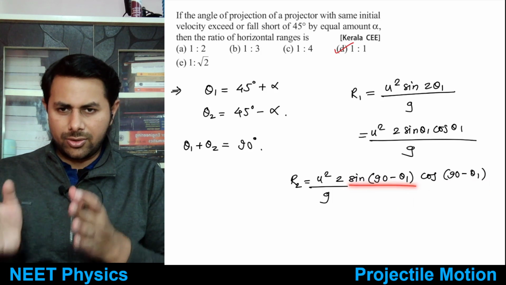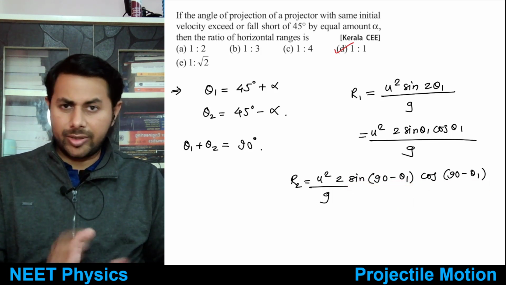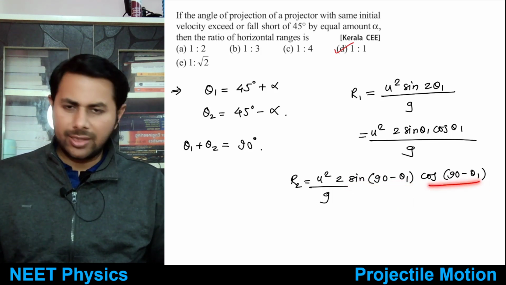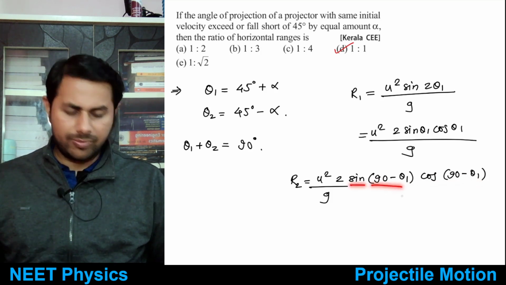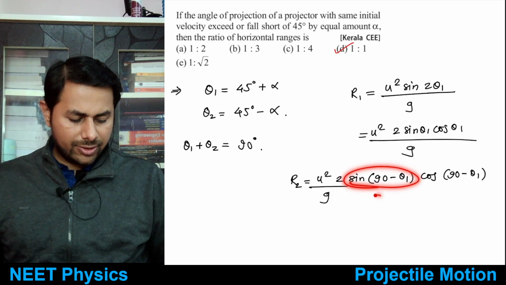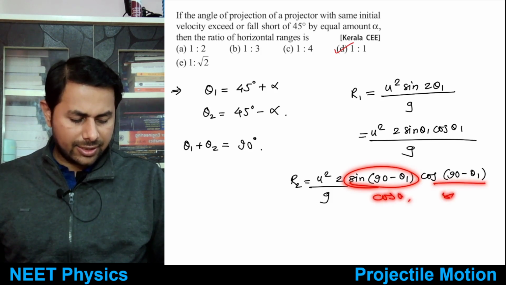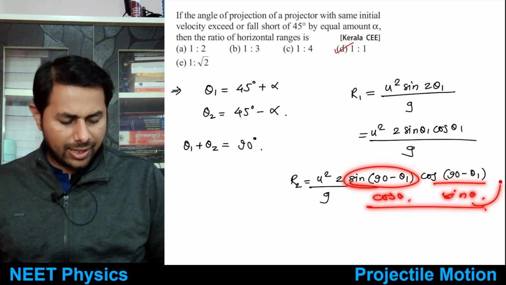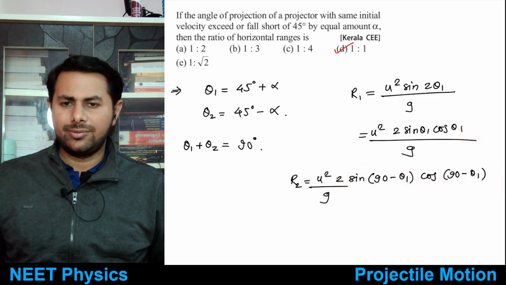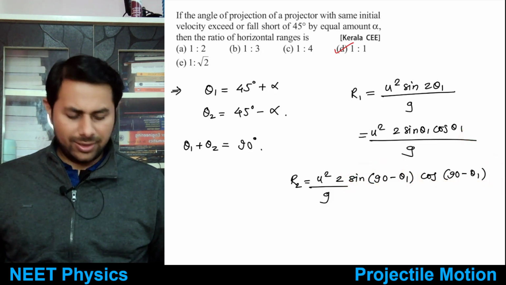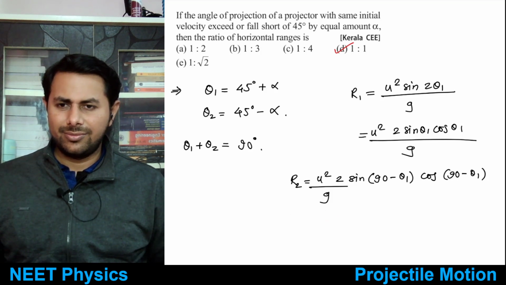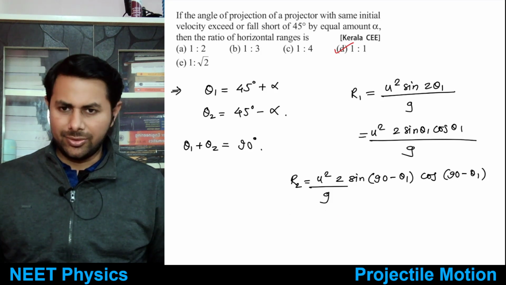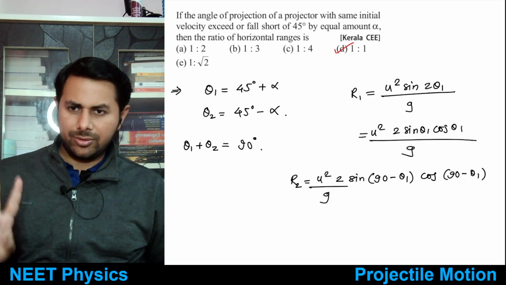So this cos of 90 minus theta 1 becomes sine of theta 1, and sine of 90 minus theta 1 becomes cos of theta 1, right? So this is cos theta 1 and this is sine theta 1. So if you multiply that, you get the same thing, right? So this is clear? Yes, no? Okay, good. So just remember those two cases.